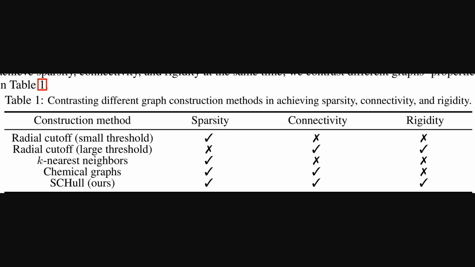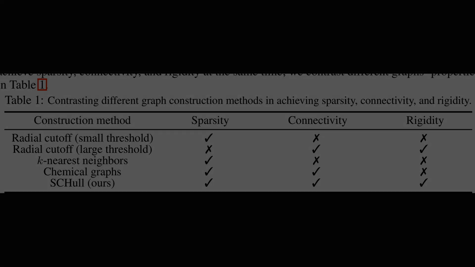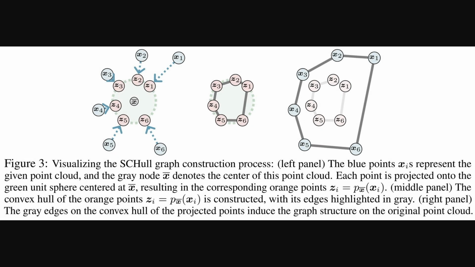Alright, so this table then clearly contrasts different graph construction methods. It looks at whether they achieve good sparsity, connectivity, and that crucial rigidity we talked about. You can see methods like the radial cutoff, or even k-nearest neighbors, which connects an atom to its k-closest neighbors, often fail on at least one of these. For instance, they might be sparse but not fully connected, or lack rigidity. But Spherical Convex Hull, it's the only one shown here that successfully achieves all three, which is a big deal for molecular modeling.